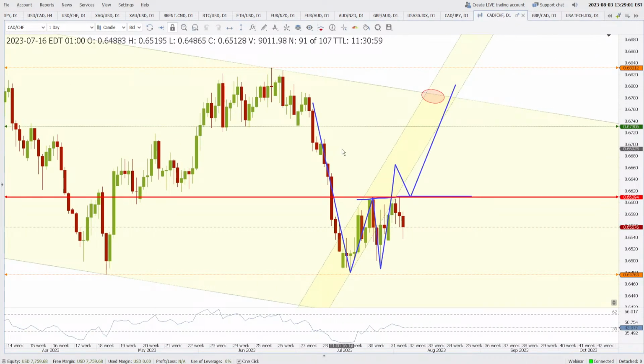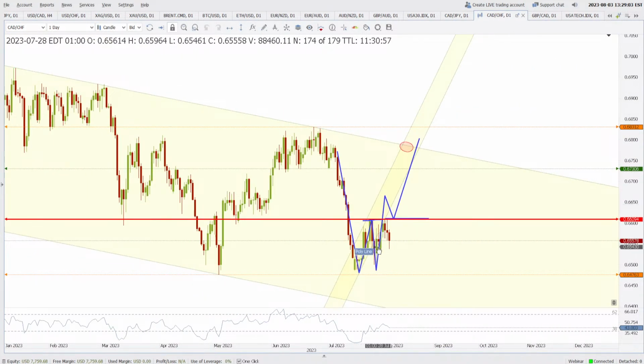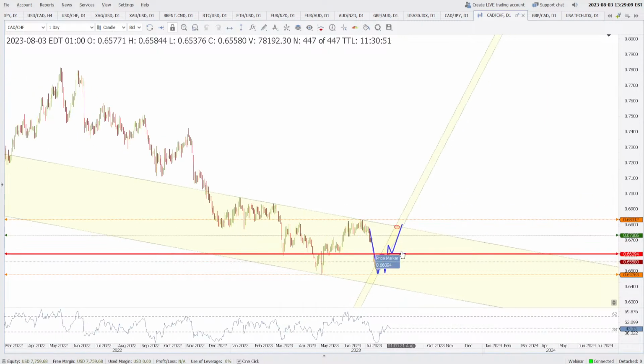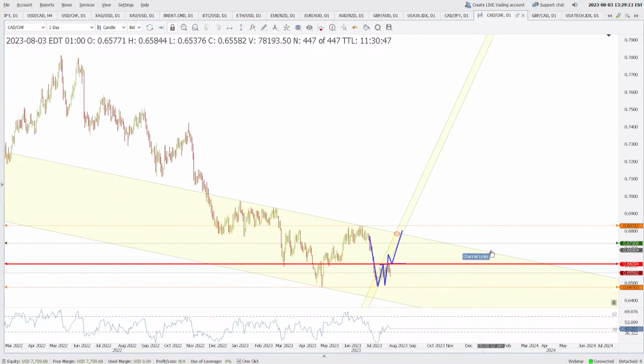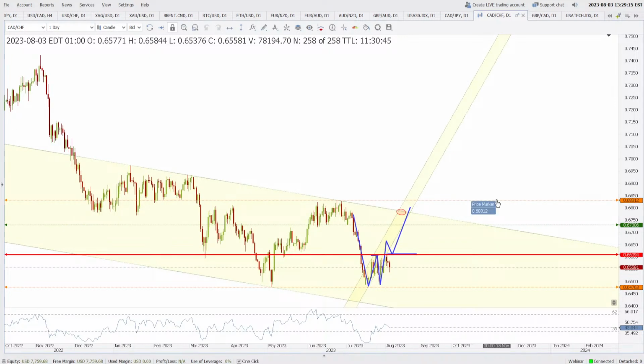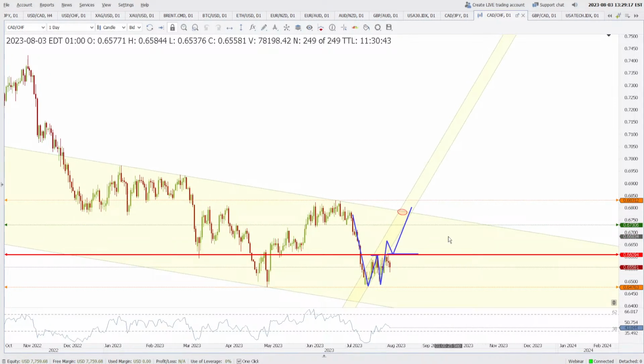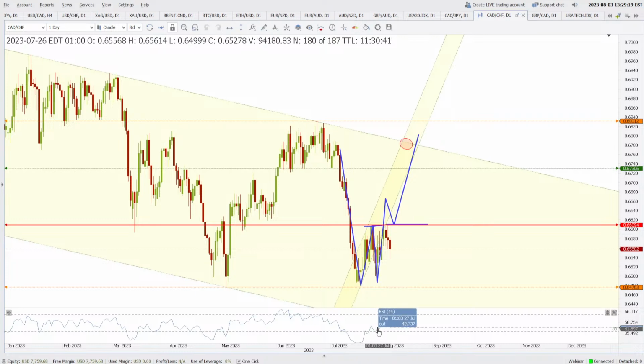CAD CHF, in the similar line of CAD JPY, is going down. 0.6476 is the next level of support. Although I'm expecting lower lows in this one, so maybe the price is even headed south, even lower than that. Also, this was a hidden bearish divergence.